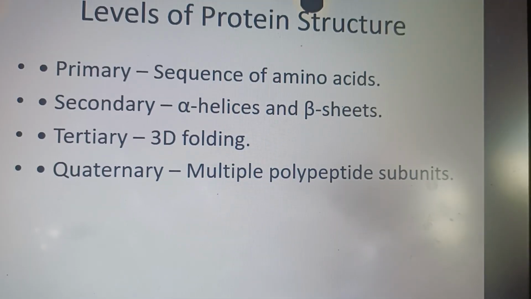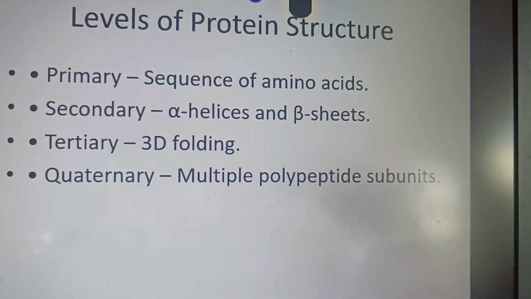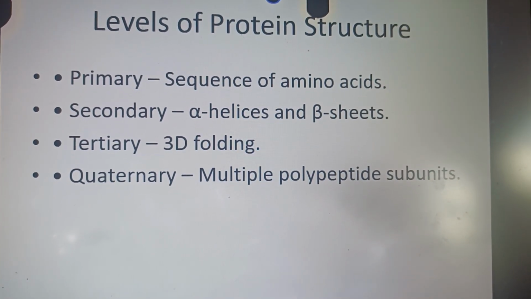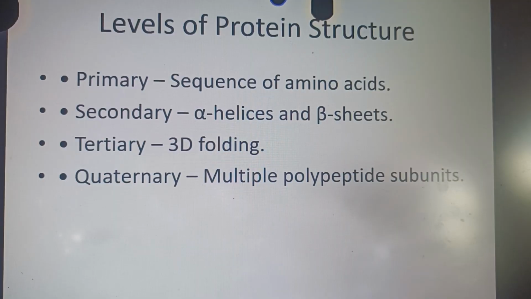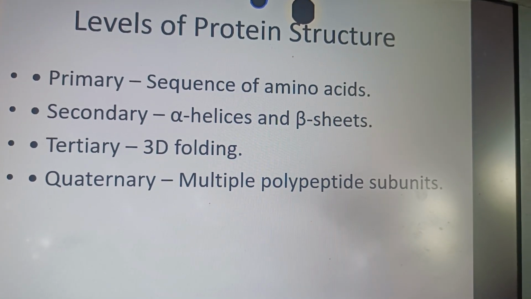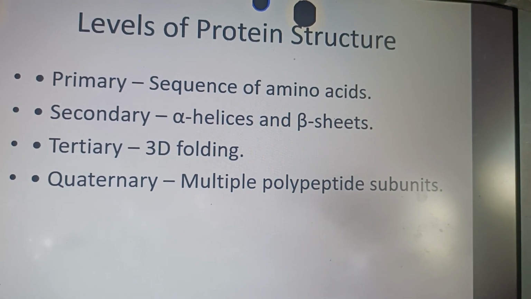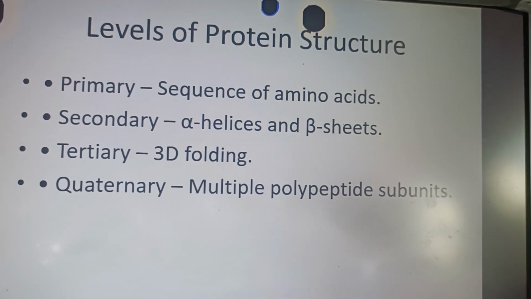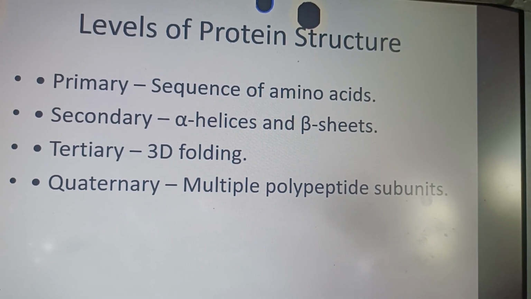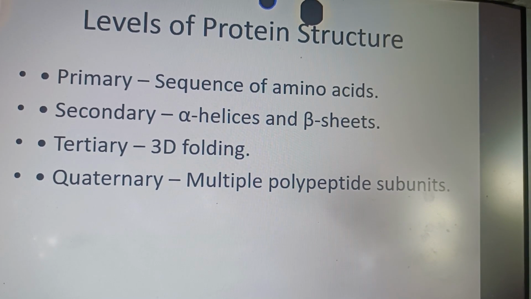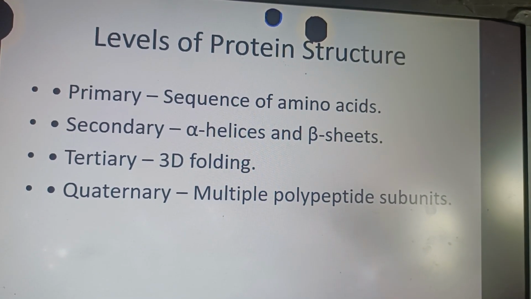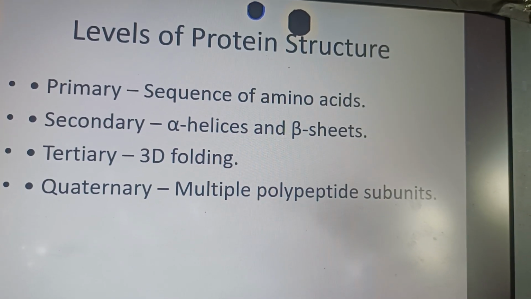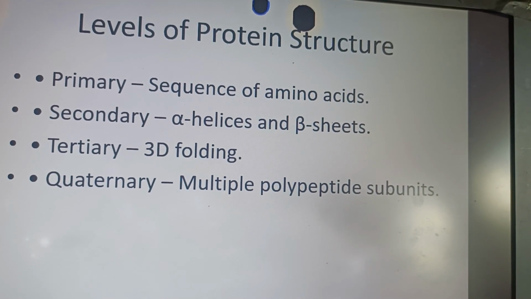Also, there is the aspect of levels of protein structure, which comes in 4 levels: primary, secondary, tertiary, and quaternary. Start with primary, which is the sequence of the amino acids themselves. Secondary are the alpha helices and beta sheets. Tertiary is the 3D folding, and the last one is the quaternary, which consists of multiple polypeptide subunits.